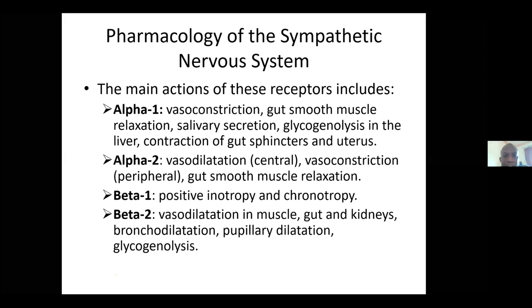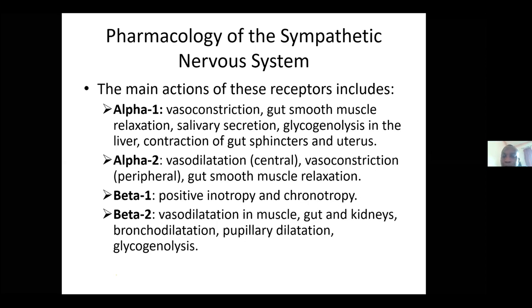Now, there are so many things that the alpha-1 receptors cause, but the most important thing for you to know is that when you stimulate the alpha-1 receptor, it will cause vasoconstriction. This is the most important part that you need to remember. Alpha-2 receptors have 3 main effects: sedation, analgesia, and blood pressure. I'm just going to talk about it briefly.